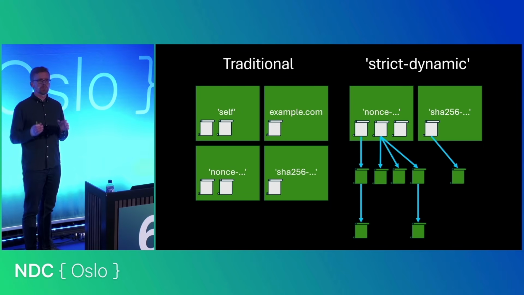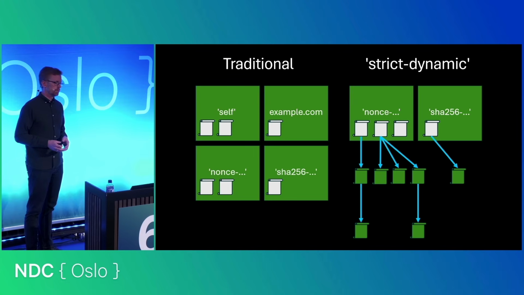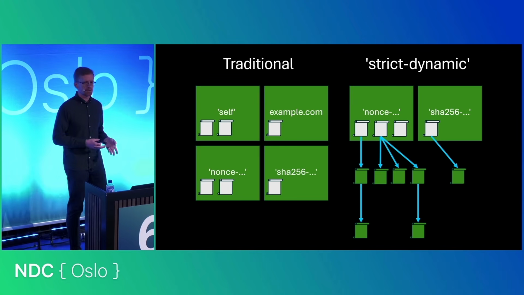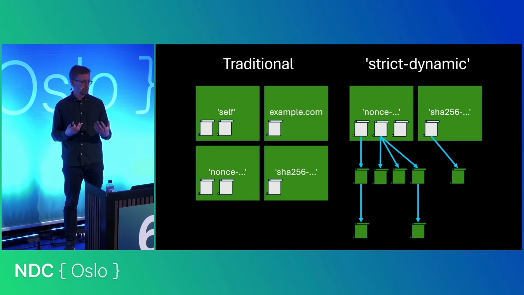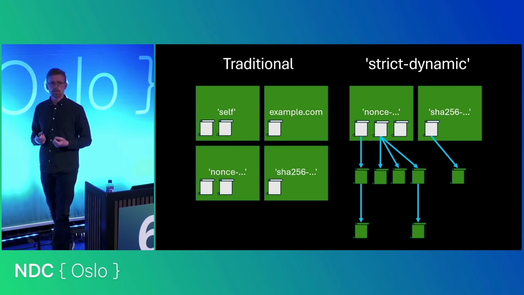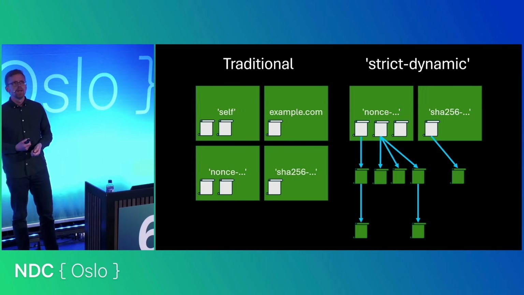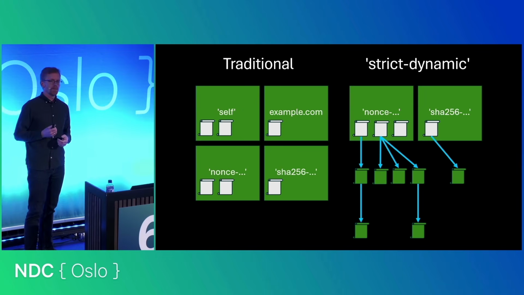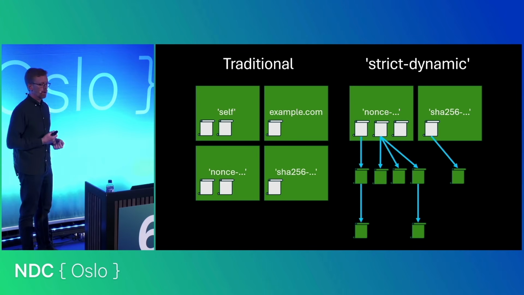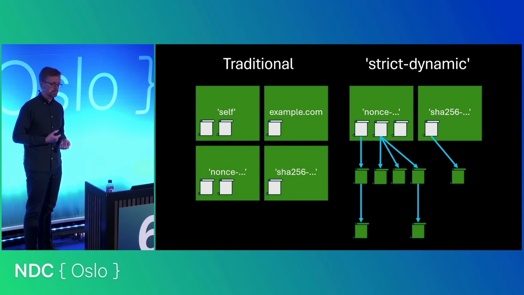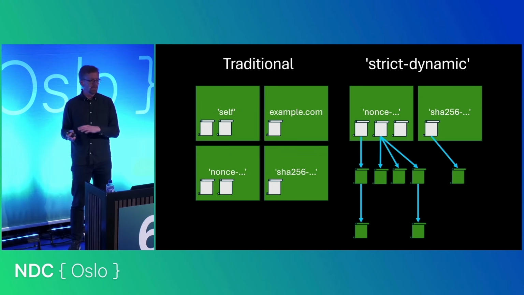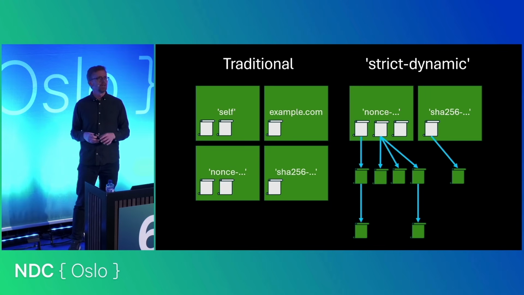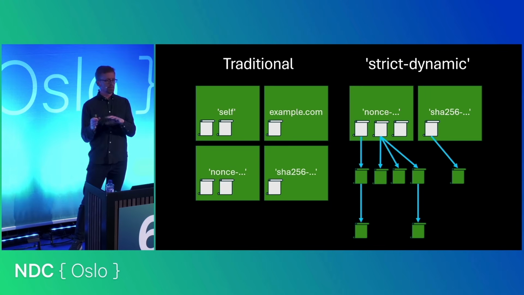Because sometimes you don't trust a certain source. Because there could be other things, or you know that this source has something problematic. And then you can say strict dynamic instead. And when you do that, the only allowed sources are nonce and hash. So strict dynamic is just another keyword that you add.